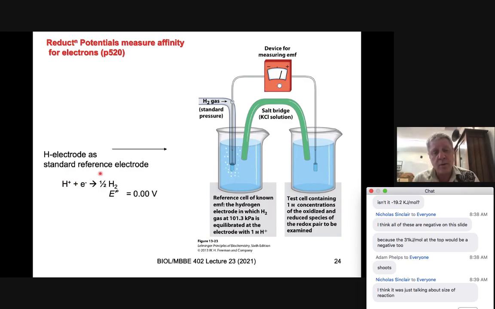And we do that by looking at a proton plus 1 single electron to give us half a hydrogen. And this is what we call our reference point at 0.00 volts. So we do this by utilizing a hydrogen gas and a salt bridge to give us an electrical potential reference in regards to a reference cell.